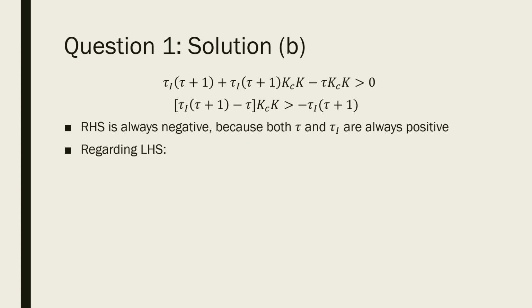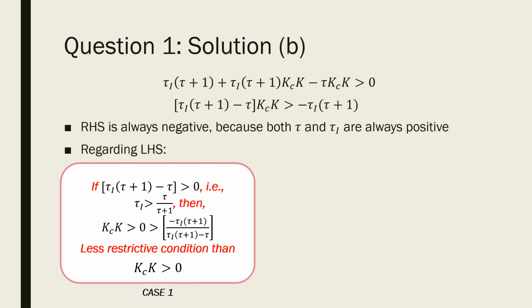Regarding the LHS, in case 1, the LHS term is a positive value. Then we have the relation Kc times K is greater than minus tau I times tau plus 1 over tau I times tau plus 1 minus tau. However, this is a less restrictive condition than the necessary condition itself, which says that Kc times K must be greater than 0.